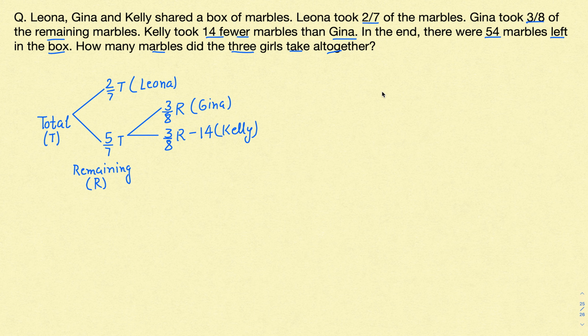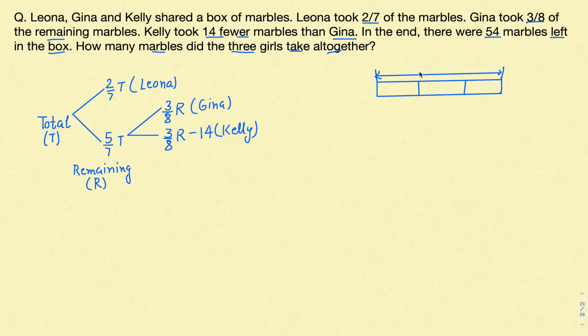We can also show this in the form of a model, if you want to understand it better. This is for better understanding. Let's say this is the remaining number of marbles. This is not the total number of marbles, only the remaining number. Out of this remaining, 3/8 is taken by Gina, and another 3/8 minus 14 is taken by Kelly. It doesn't look equal at first. Let's say this is 3/8, this is another 3/8, and this is 2/8. Let's divide the whole like this.